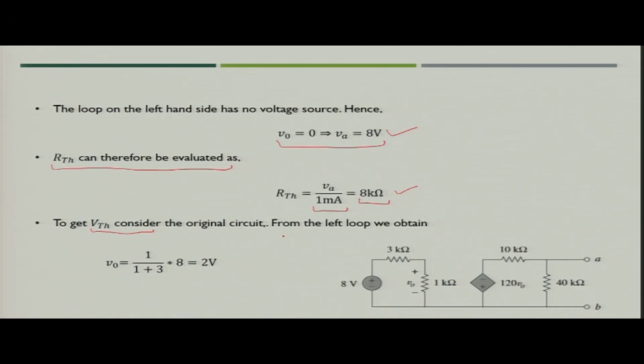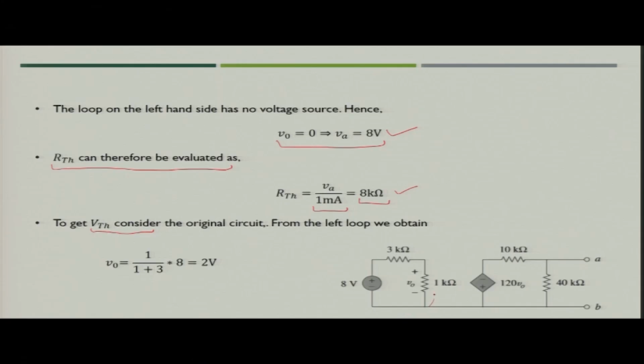Now, the next task would be finding out the value of Thevenin voltage. So, what we have to do now? You have to take the original circuit. So, you will retain the sources now. The voltage source which we short circuited in case of RTH will come back in the circuit again, and now we have to find out the value of the voltage which is across 1 kilo ohm, that is V naught.